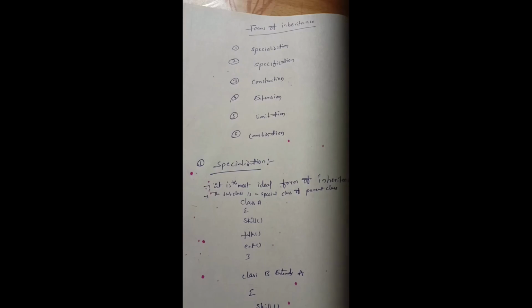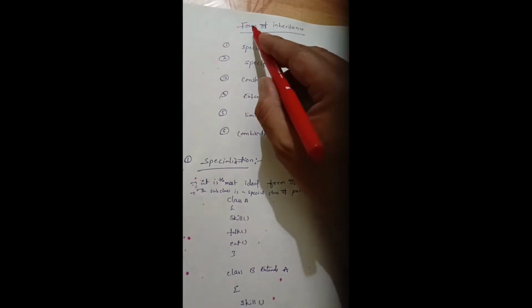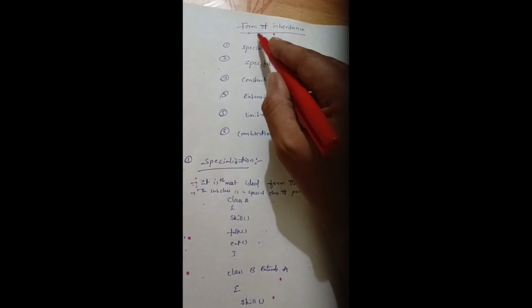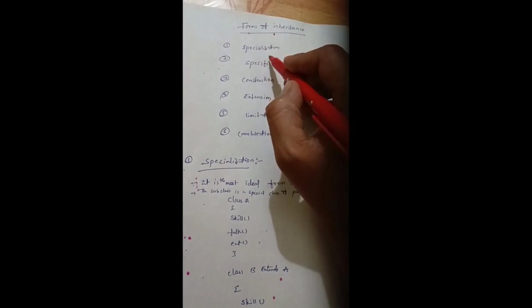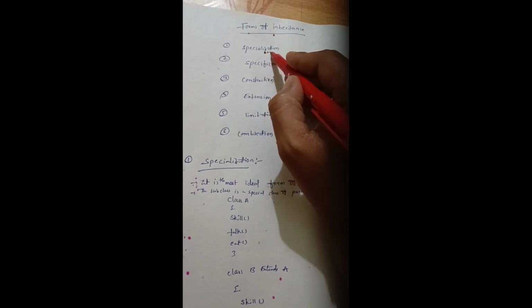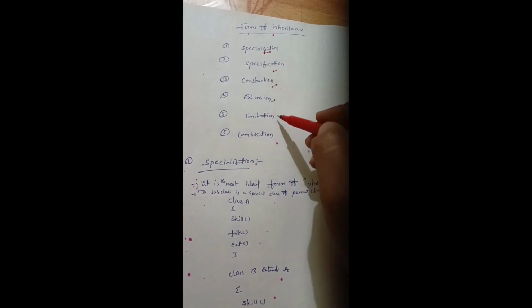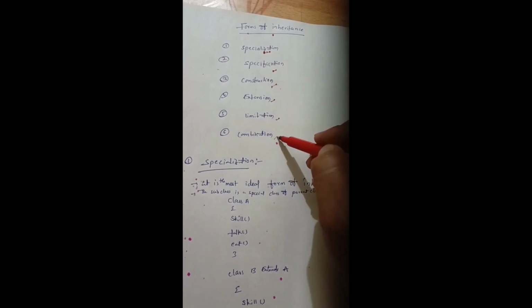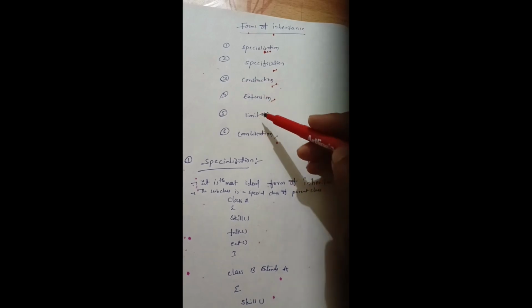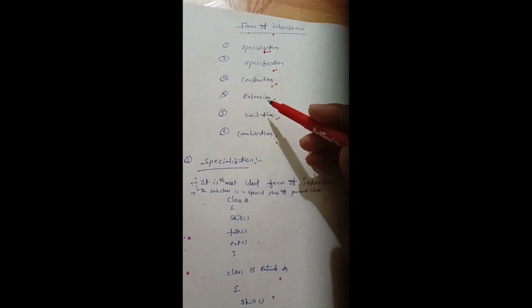Today our topic is forms of inheritance, a very important topic. In forms of inheritance we have 6 types. First one, specialization. Next, specification, construction, extension, limitation, and combination. These are the 6 forms of inheritance. We will discuss them one by one.